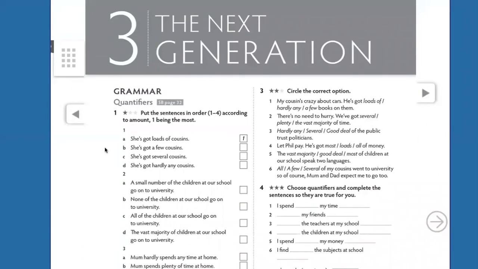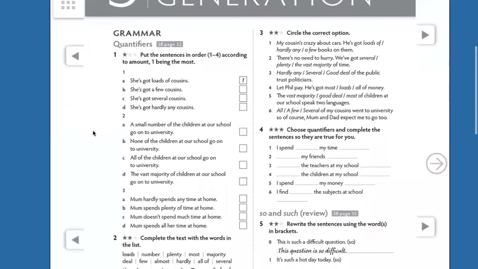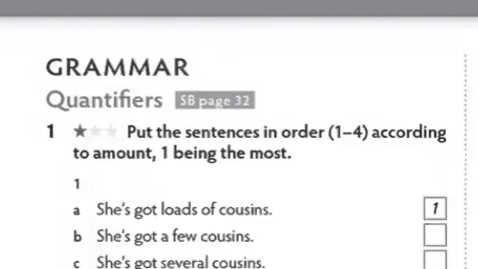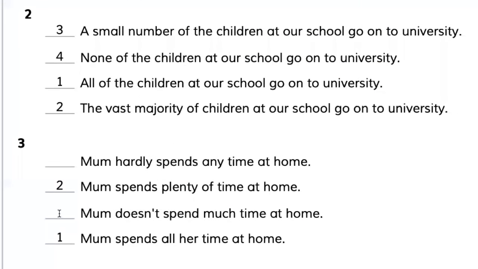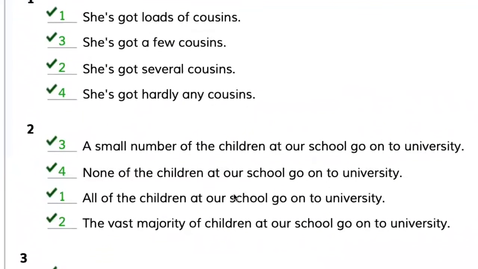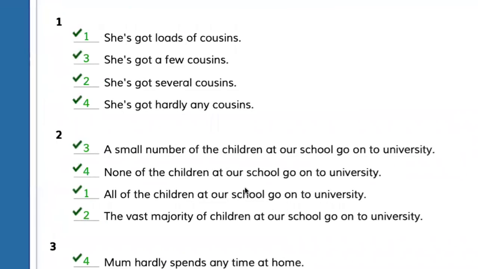Are you guys there? Andrew, help me out with number 1, quantifiers. Okay, put the sentences in order 1 to 4 according to amount, 1 being the most. Okay, so 1 means 100%. For example, letter A. She's got lots of cousins. What would be number 2? What would be number 3? She's got a few cousins. A few cousins only. That one, yes. And 4th is hardly any. Yeah, hardly any. Let's check. Well done, guys. Please copy as this is.